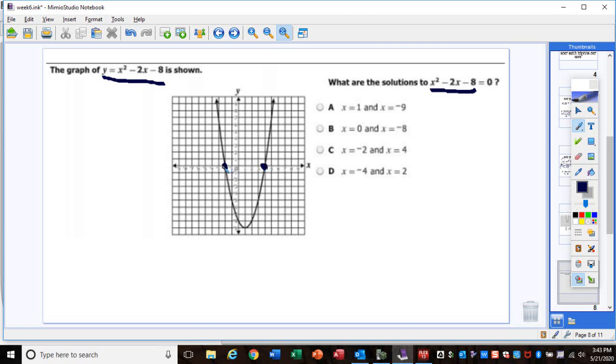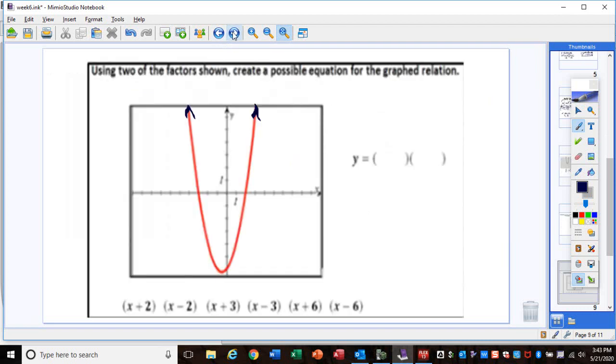Okay, now where are the solutions? Well, right where I put the 2 dots, these are the solutions because those are the x-intercepts. So where are they? -2 and +4. So C is the answer. It's super easy, folks. You just have to know your vocabulary.